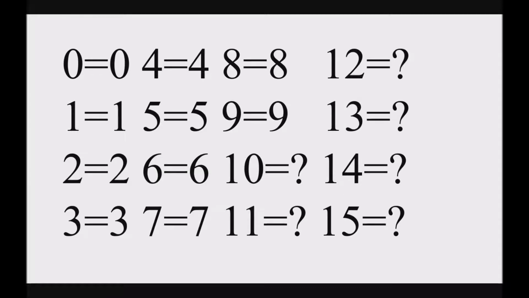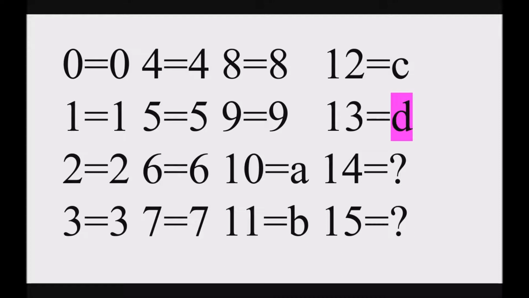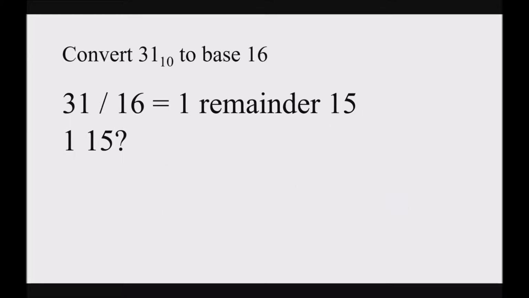So what do we have for 10? Well, let's assign that to A. 11? B. 12? C. 13? D. 14? E. And 15? F. Note that capitalization does not matter in this system. Capital F is the same as lowercase f. So now that we have our system, we can go back. We have 1 and 15. Looking at the table we just made, we can see that 15 is equal to F. So we have 1F. So 31 base 10 is equal to 1F base 16.